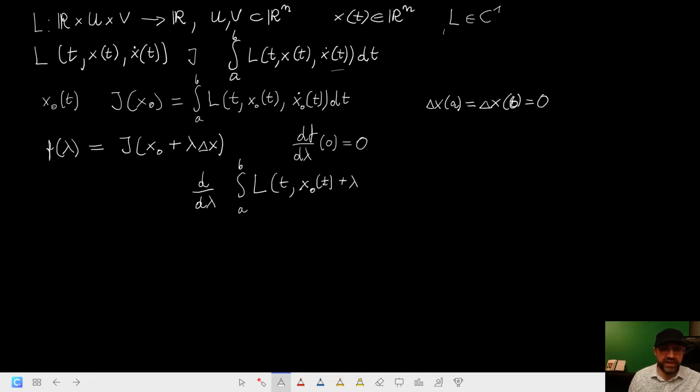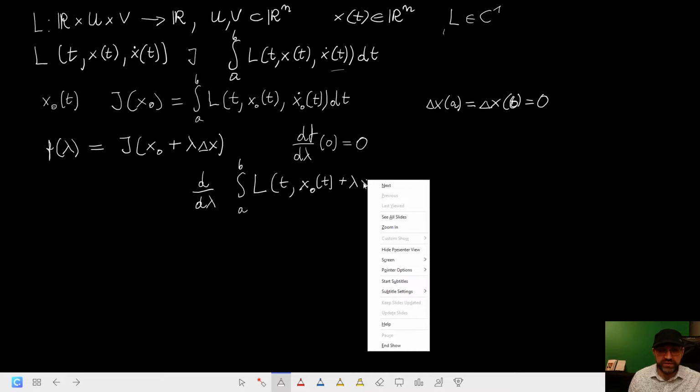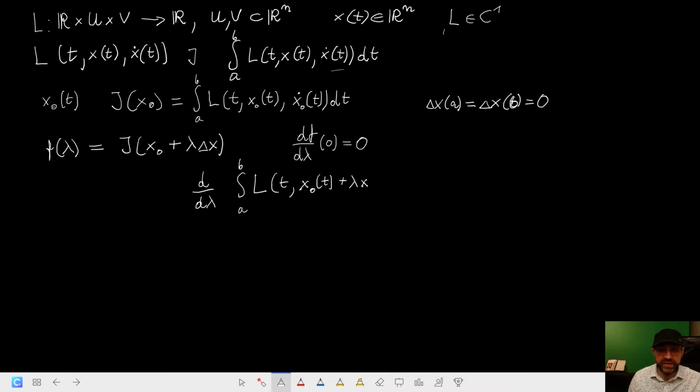Right, because we are putting our trajectory here, dependent on t. At some point we will stop writing this t here. We will just remember it's there.